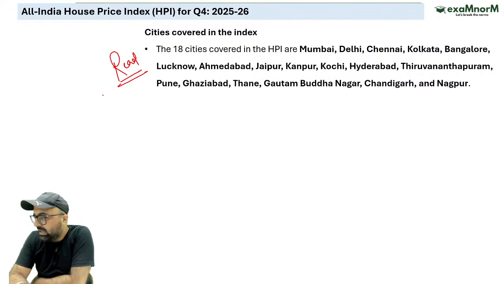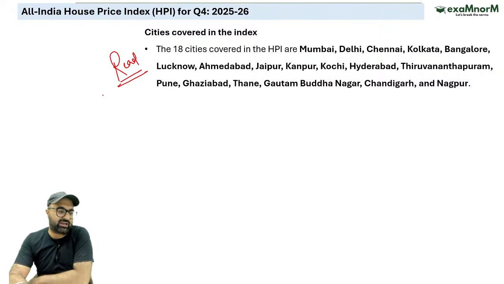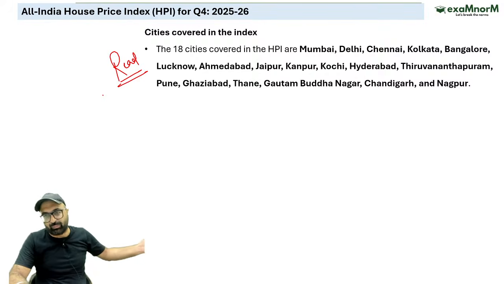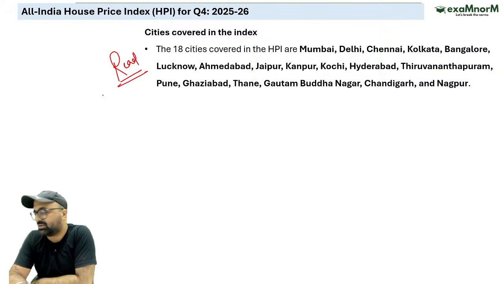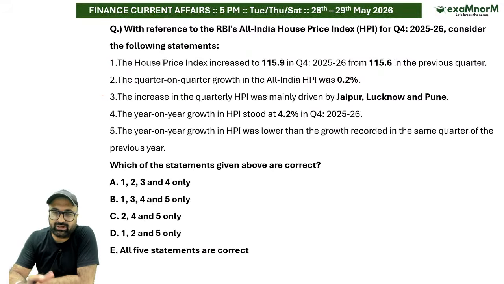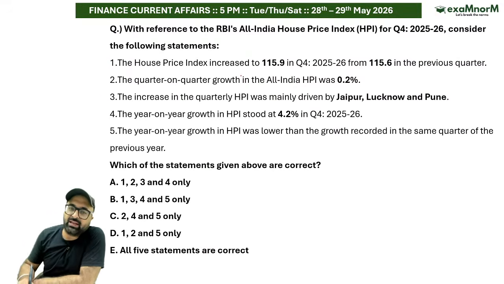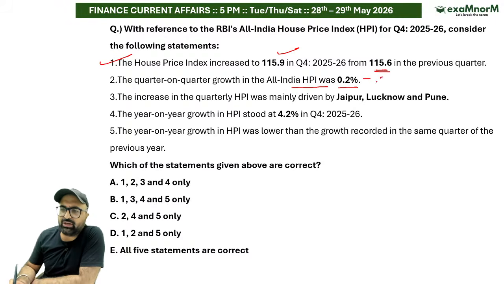ठीक है जी, क्लियर है। क्वेश्चन आएगा, क्यों आएगा, क्योंकि रियल एस्टेट has become a very debatable topic these days. तो अगर आरबीआई वहां से क्वेश्चन बनाना चाहेगा तो this is the best question which can be framed by RBI. Let's try to solve a question. The house price index increased to 115.9 from 115.6, correct?